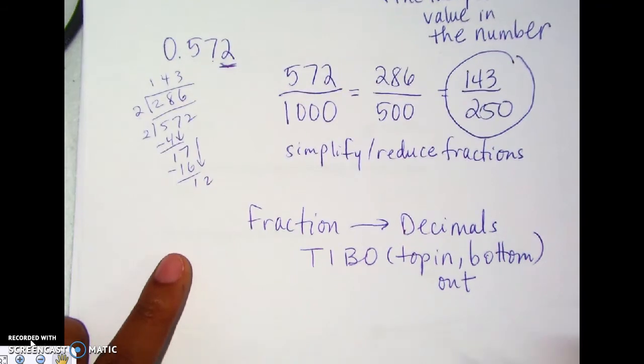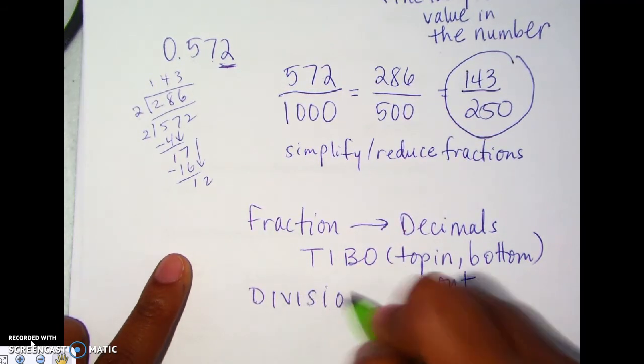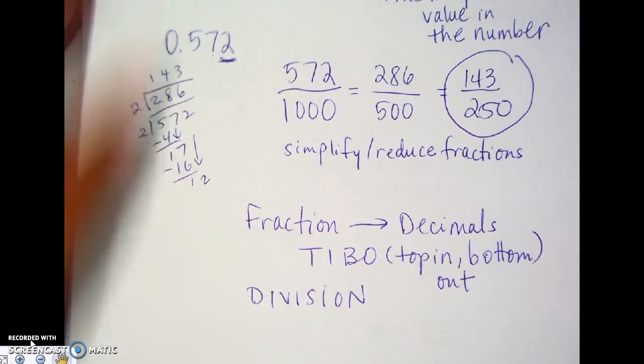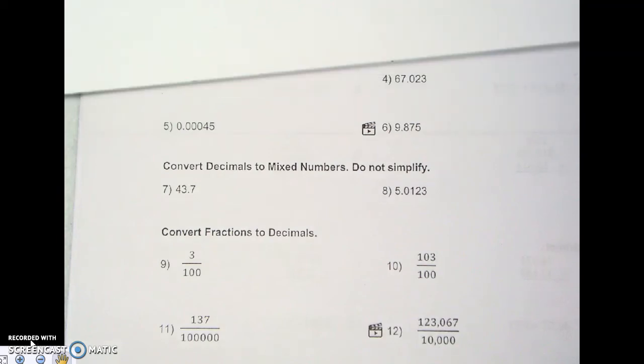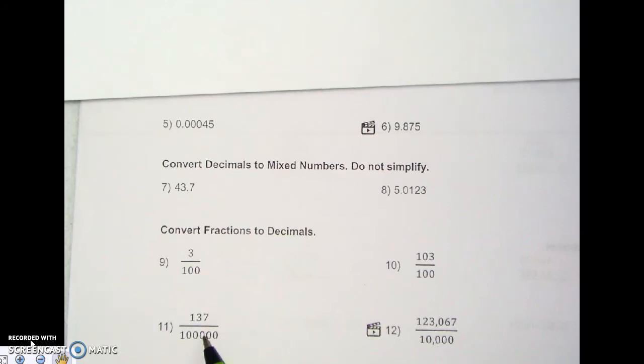So top in, bottom out, and that means you're going to be doing the division cycle. Once you divide the denominator into the numerator, you're going to get a decimal. All right, so let's do one of those. I guess I'll do number 11 because it looks kind of scary.